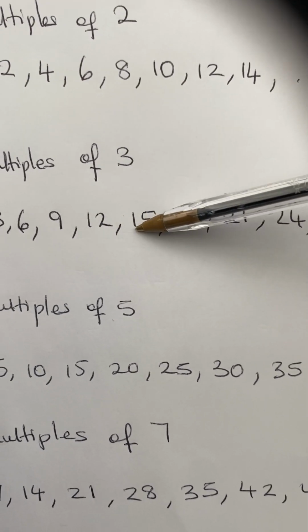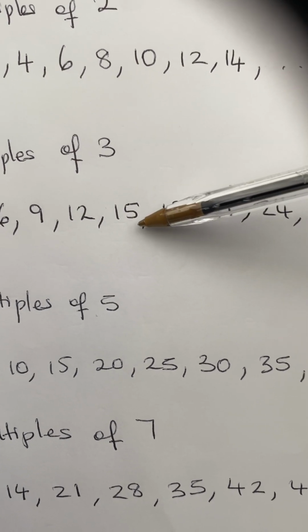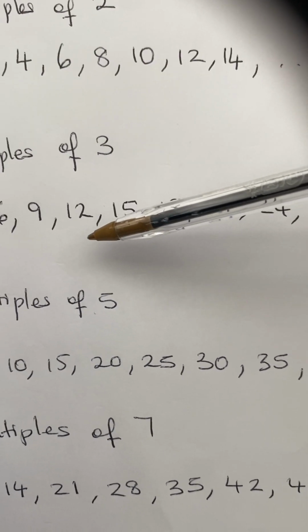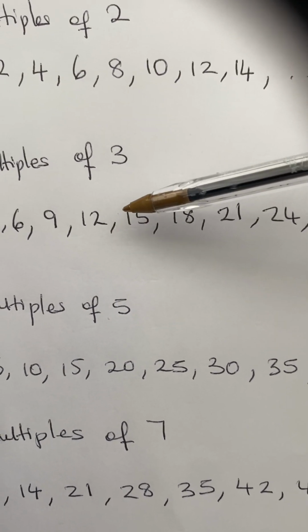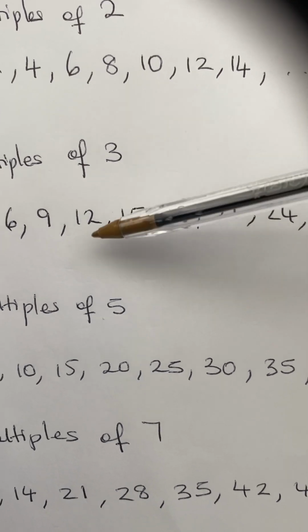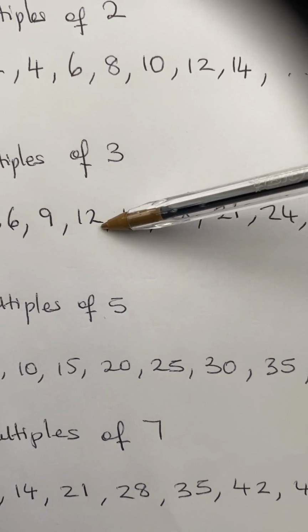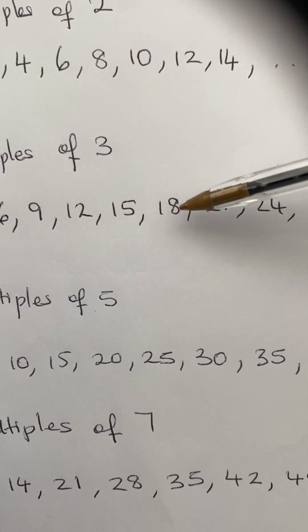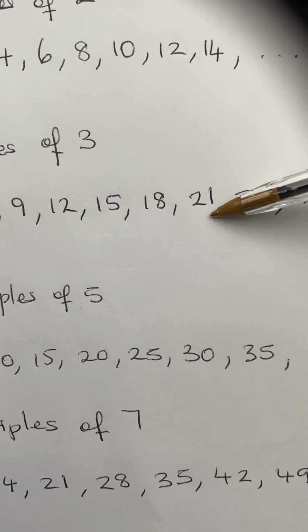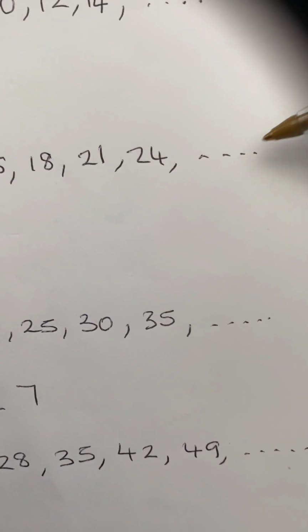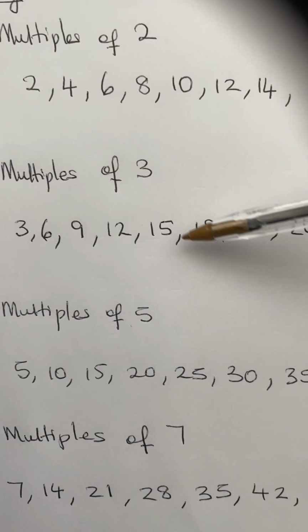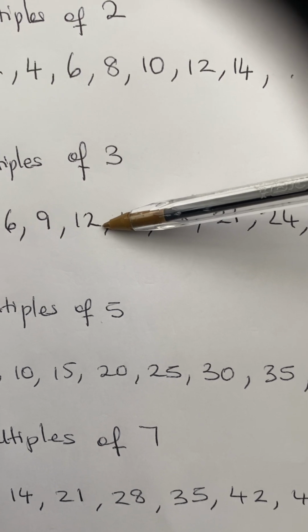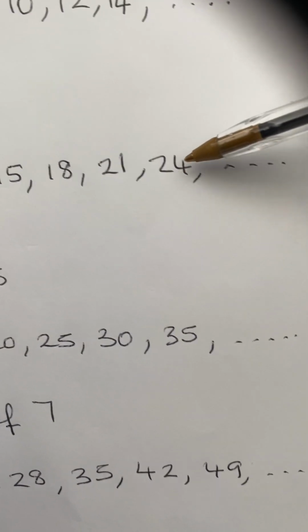So assuming they said list the multiples of 3 greater than 12, then you are going to start from 15. But assuming they said list the multiples of 3 greater or equal to 12, then you are going to start from 12, 15, 18, 21, 24, and then it continues. But assuming they say greater or equal to 12 up to 24, then you stop here.